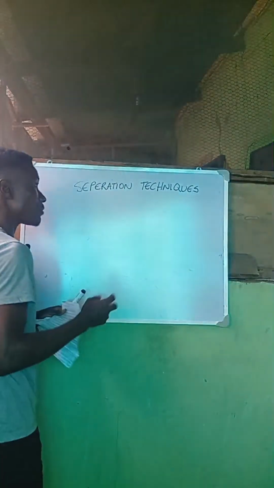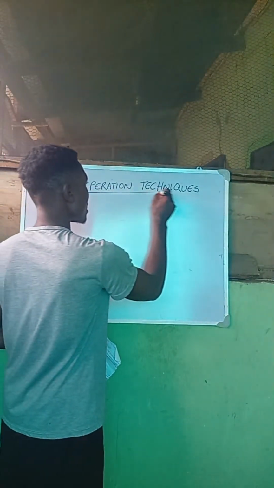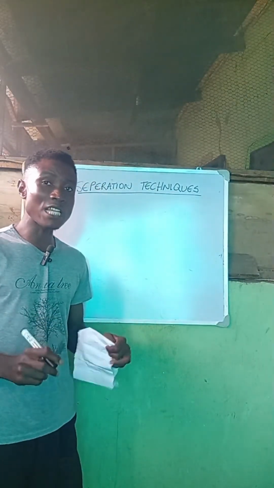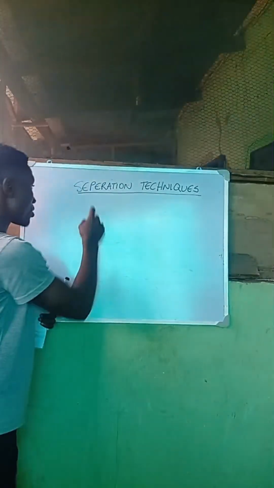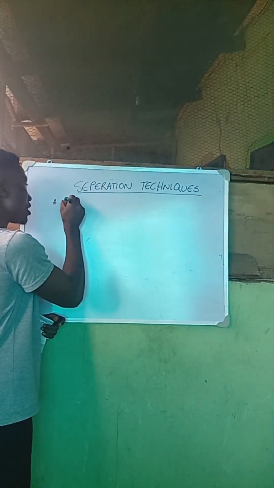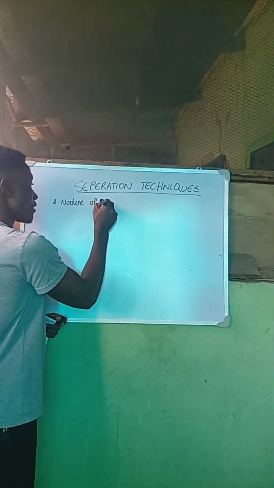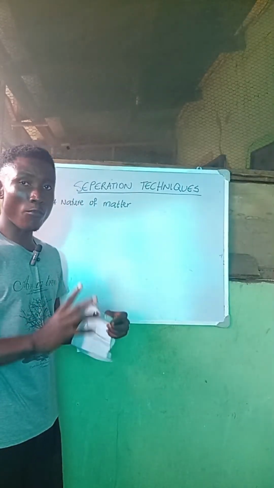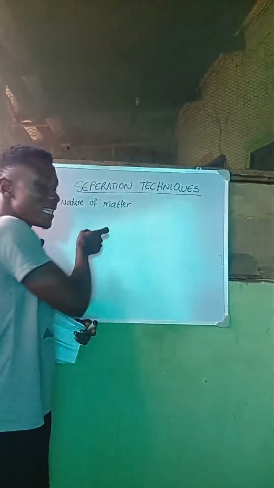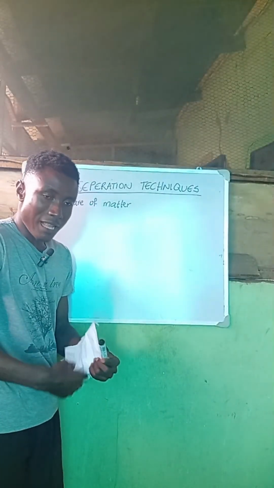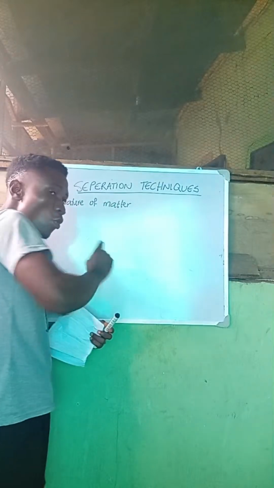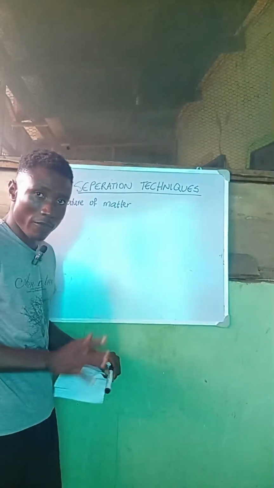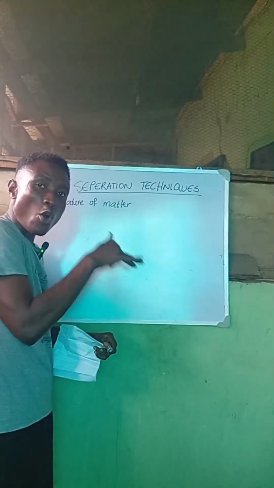So let's talk about separation techniques. But the truth of the matter is that you cannot just start talking about separation technique without talking about the nature of matter. Before you talk about the nature of something, that means what that thing is all about, you have to first know what that thing is before you start talking about it, right? So you have to first talk about what matter is before we talk about the nature of matter.